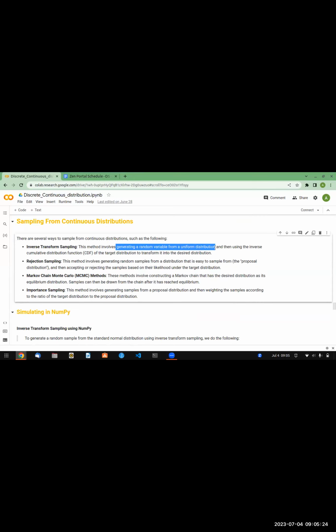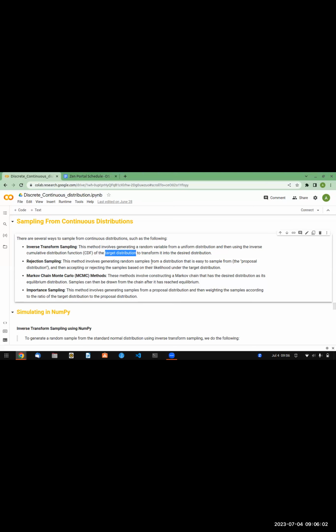Okay, so if you want to take some sampling from a normal distribution, the first step is to generate a random variable from a uniform distribution. Then, using the inverse CDF, cumulative distribution function, of the target distribution, transform it into the desired distribution. Now what does this mean? Here, one term is called target distribution. Target distribution means the distribution from which we want to collect the sample. That is my target distribution.